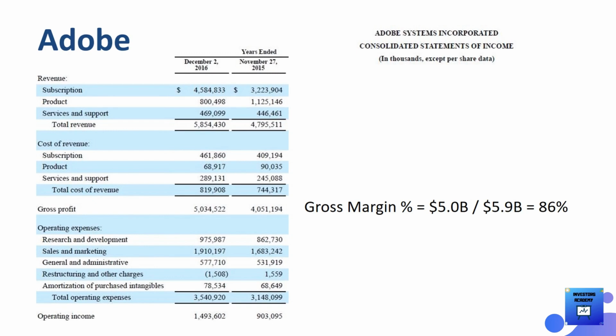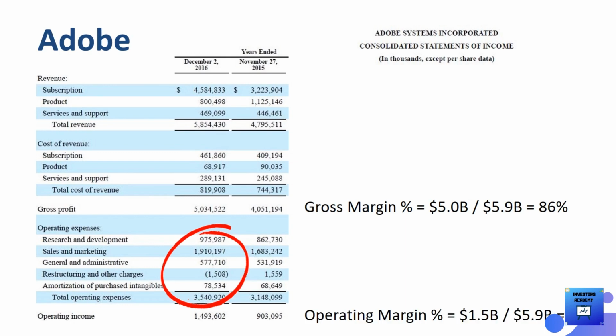At a technology company like Adobe, sales and marketing expenses are very significant at 33% of revenue, and research and development is large as well at 17% of revenue. Due to the large operating expenses, even though gross margin is 86%, the highest out of the 4 companies we are reviewing, the operating margin is 26%, second highest out of the 4.